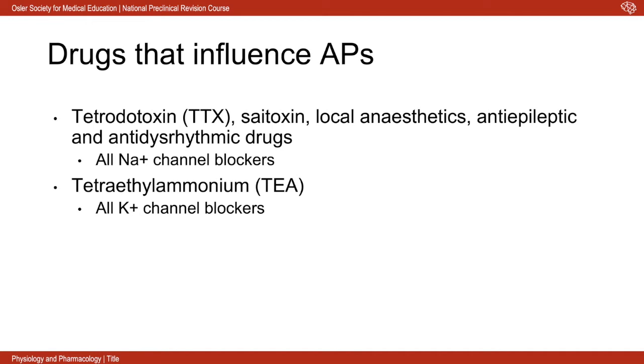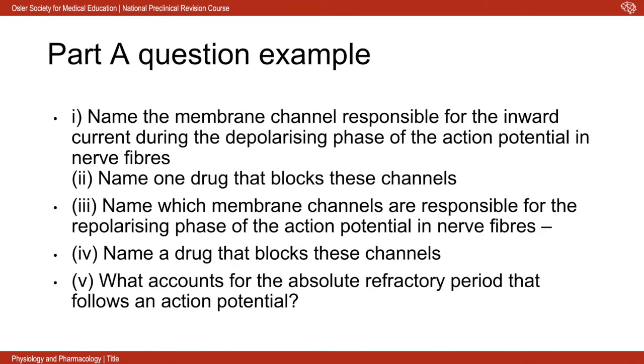Tetraethylammonium, TEA, is a potassium channel blocker, and it abolishes the downward stroke of the action potential, so the repolarization, as expected, given the role of potassium in repolarization and ultimately hyperpolarization. So here's an example of the kind of Part A questions that could come up for this section of this topic. I'll pause briefly so you can write down your answers, and then we can go through the answers.